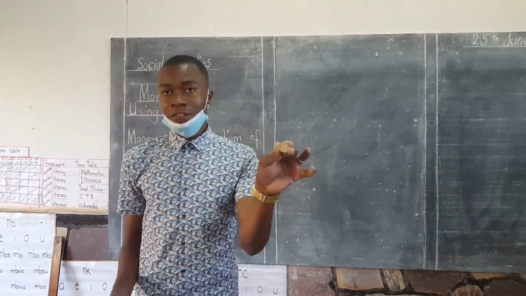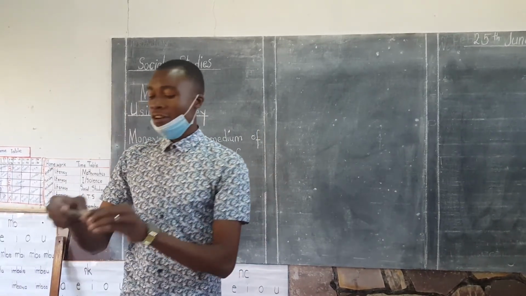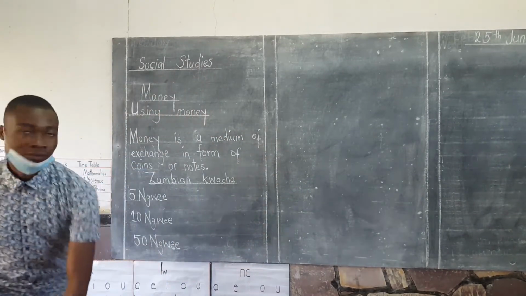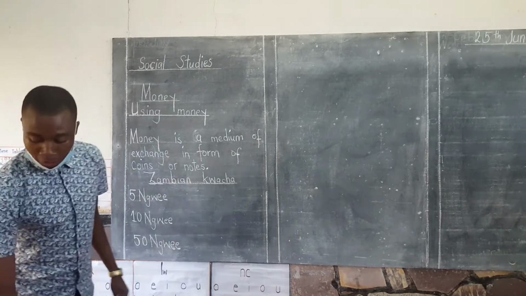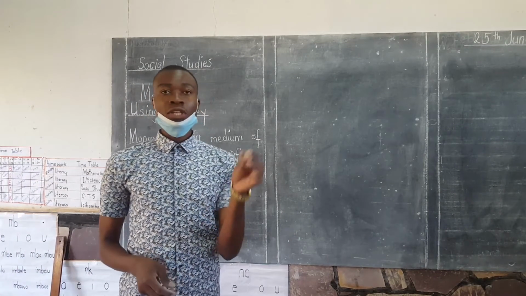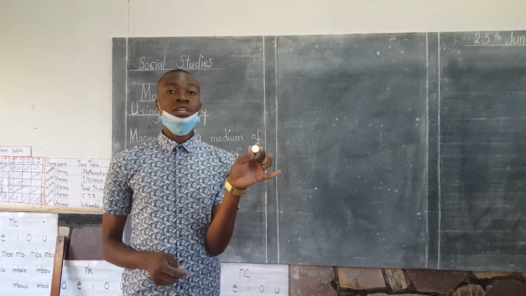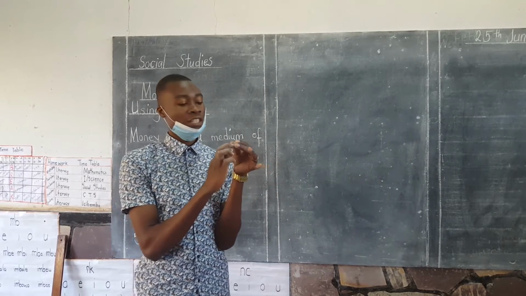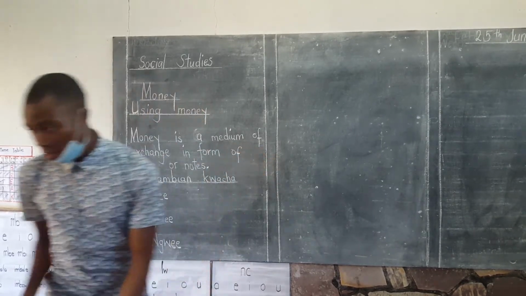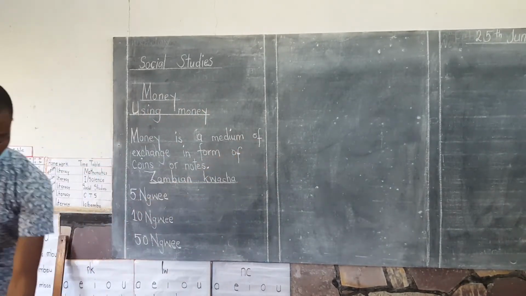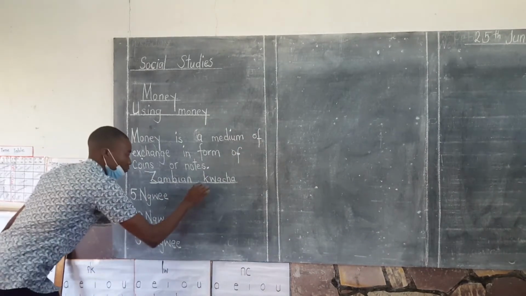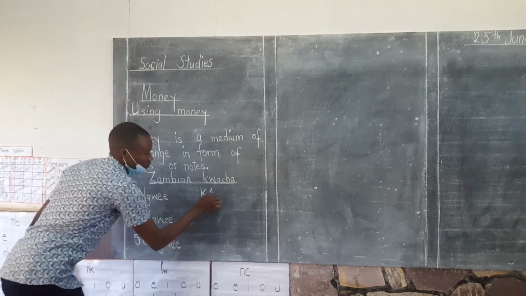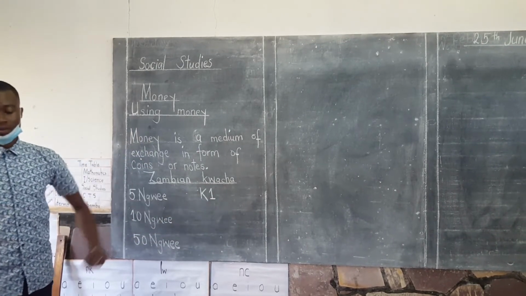Then from a 15 ngwe, we have a 1 kwacha. Now, when it comes to kwachas, we start by writing the number of the money that you're given. So we have a 1 kwacha here. Okay, so that is a 1 kwacha.